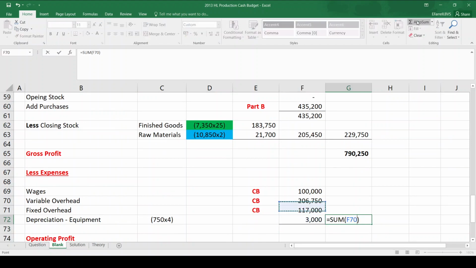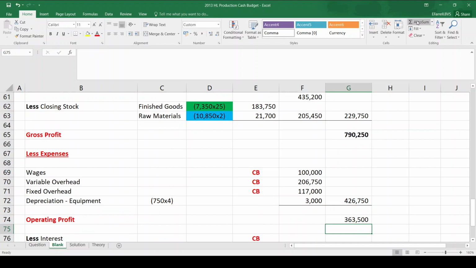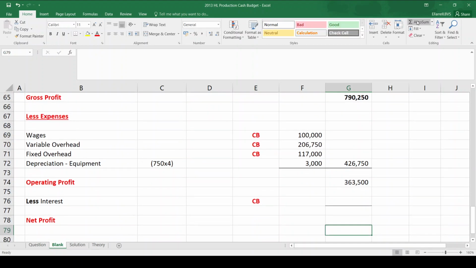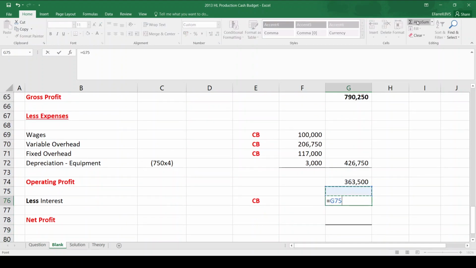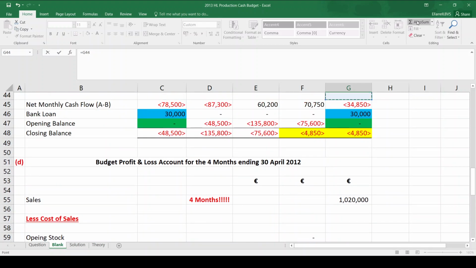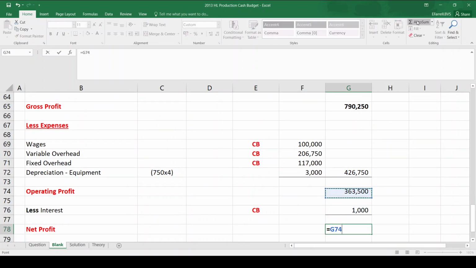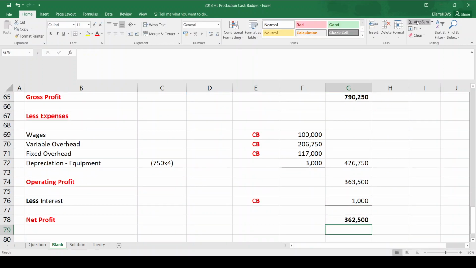So again, if I total these down, that comes to 426,750, and my gross profit less my expenses give me an operating profit of 363,500. The last thing I need to do now before I get my net profit is just take away the interest, which again is simply coming from the cash budget. It's 1,000. And that leaves me with a net profit of 362,500.